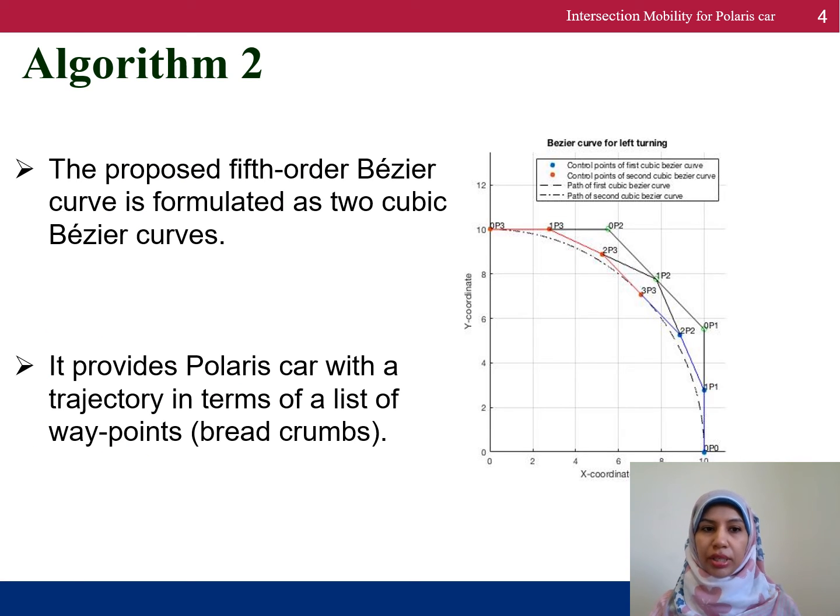The second algorithm is based on the fact that we know the curvature radius, so we can calculate the coordinates of the entry point of the road intersection and the leaving point of the road intersection. Based on this, we can generate a fifth-order Bezier curve by joining two cubic Bezier curves. In this case, the path will be provided to the Polaris car as a list of waypoints.